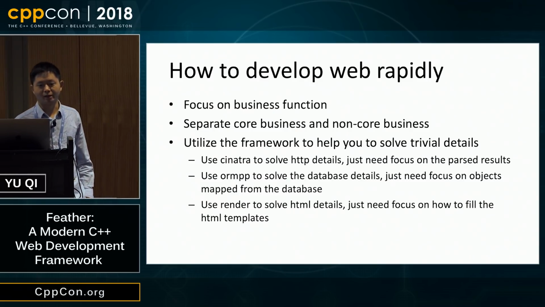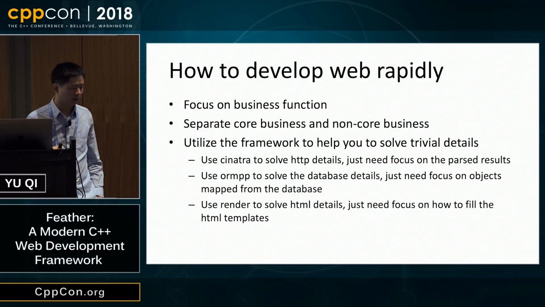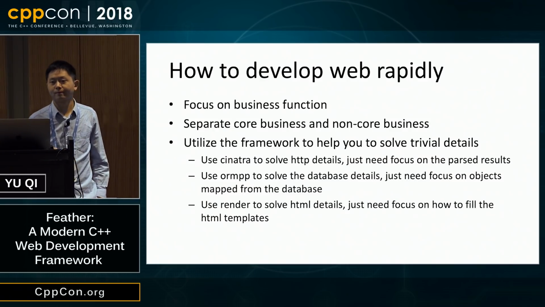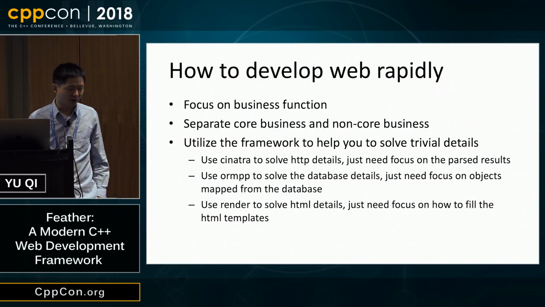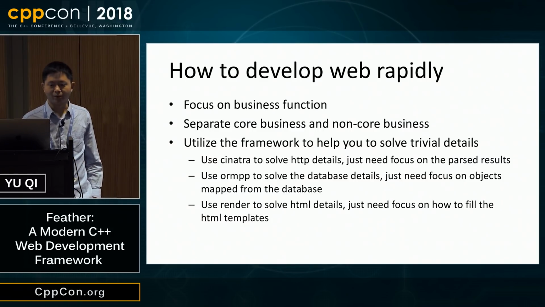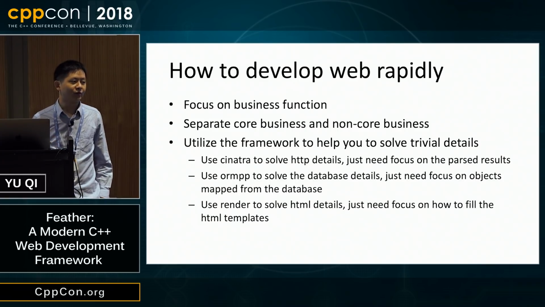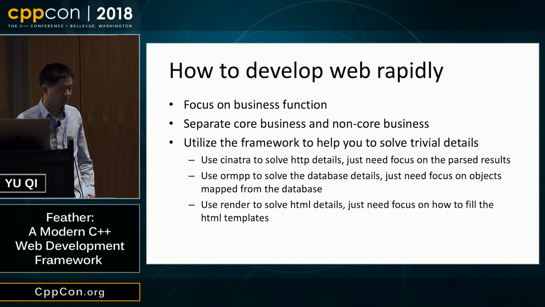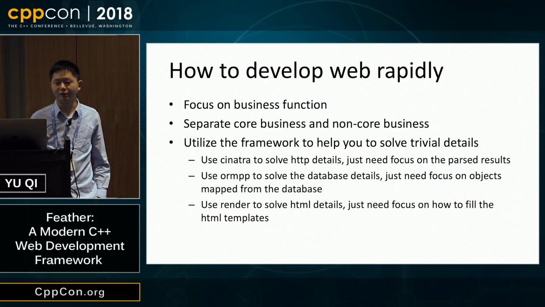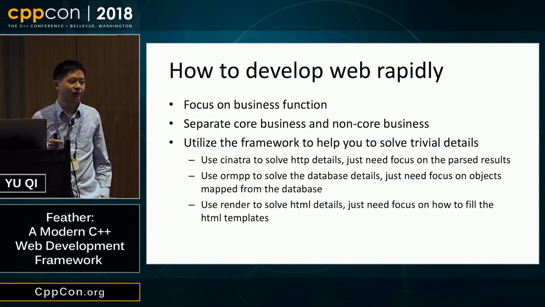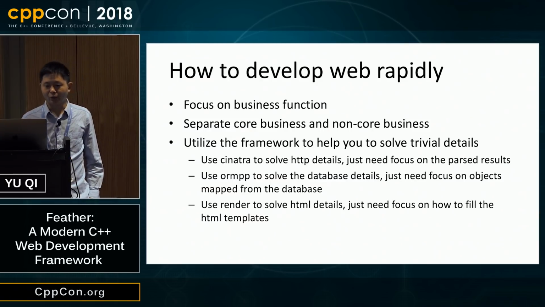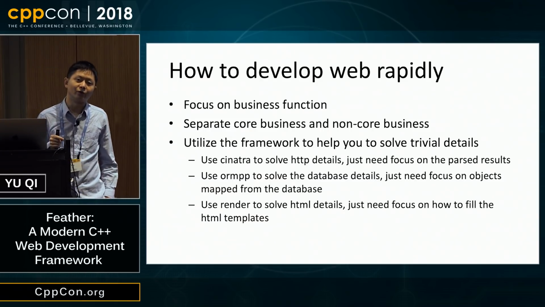Okay, let's make a conclusion. How to develop rapidly? Just focus on the business function. Separate non-core business from core business. Utilize the framework to deal with trivial details. Use Sinatra to deal with details of HTTP. Use ormpp to deal with the details of the database. Use Render to deal with details of HTML.